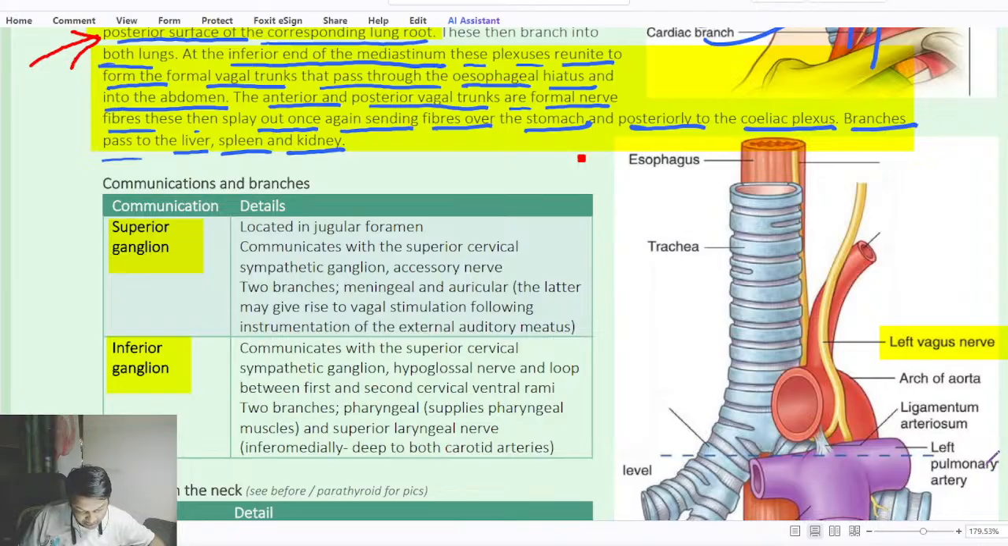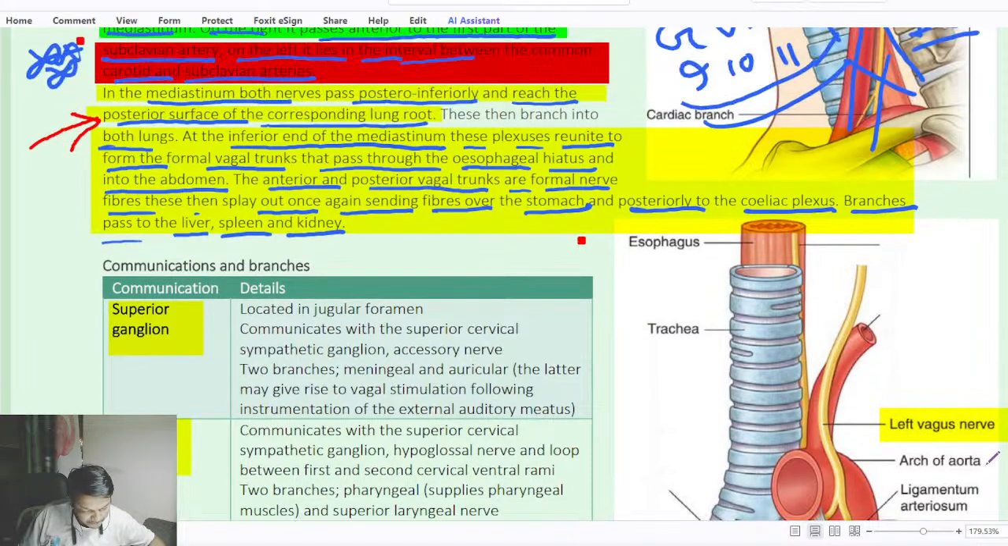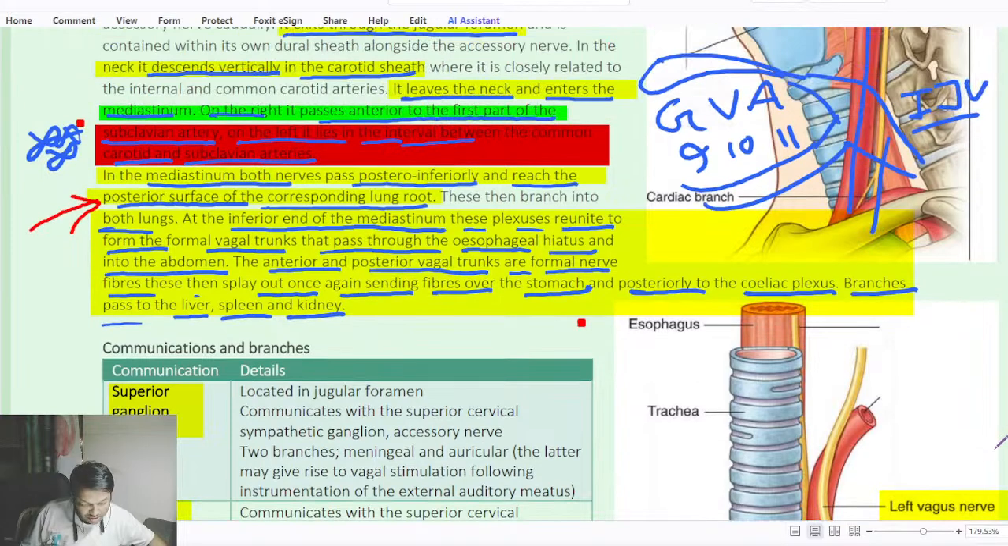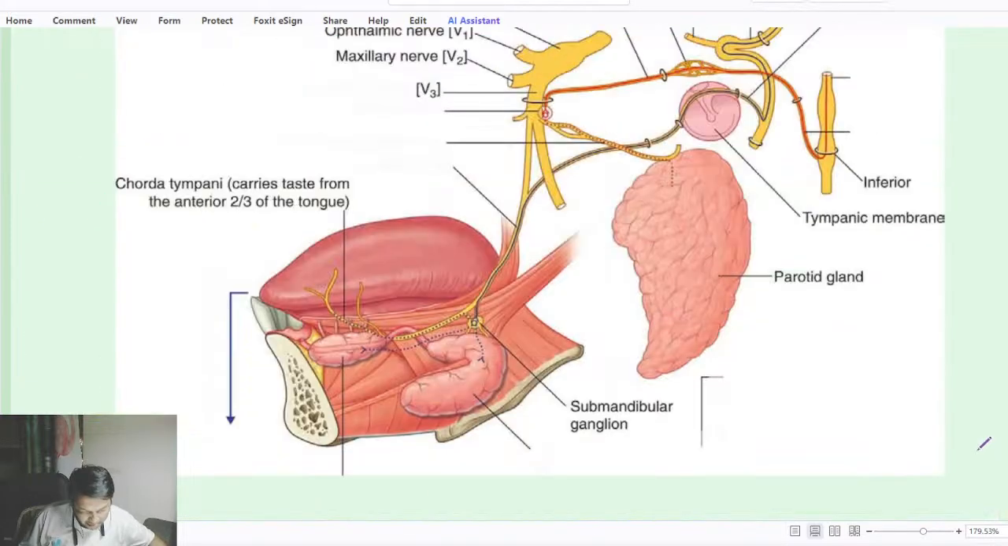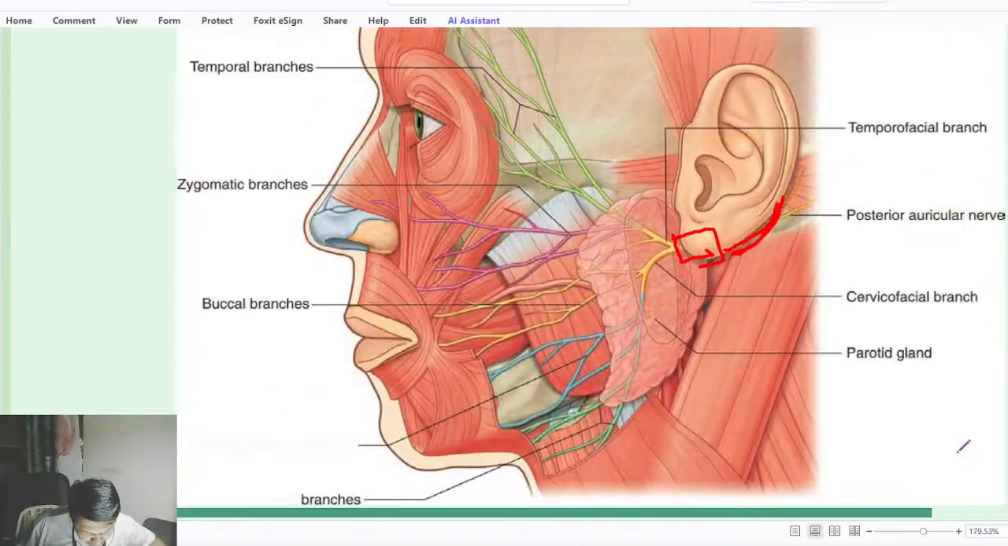So I think the longest is vagus, then not trigeminal, no? Intracranial longest is abducens. Okay. And oculomotor is the longest. Again, I am confused.